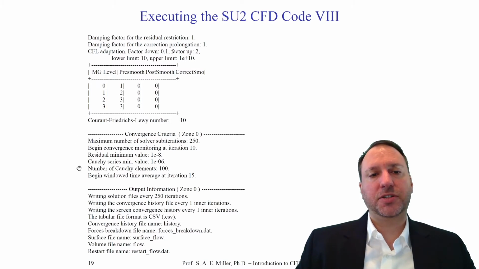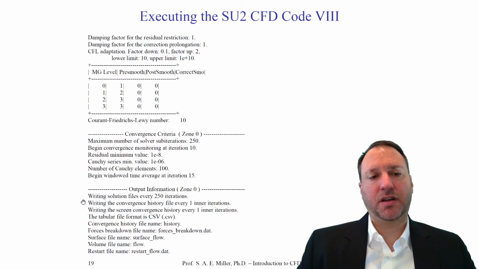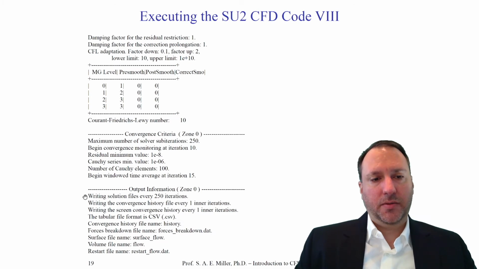Then we talk about convergence criteria. This is basically the criteria for when the solver stops. Now, there are a few important things here, like the maximum number of solver subiterations is 250. That's a rather large number. We'll start looking for convergence after 10 iterations. This is the output information. This is what the solver will be putting out into files and onto the screen. It will, for example, be writing solution files every 250 iterations.